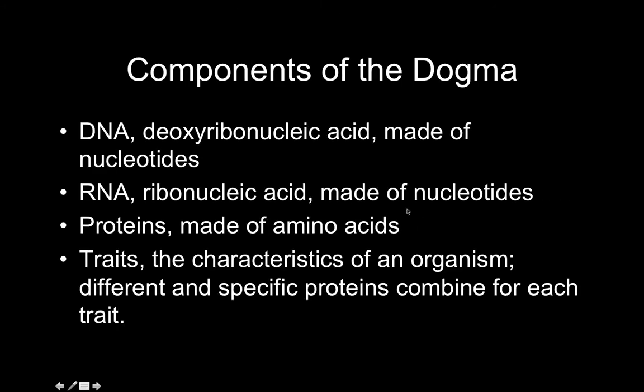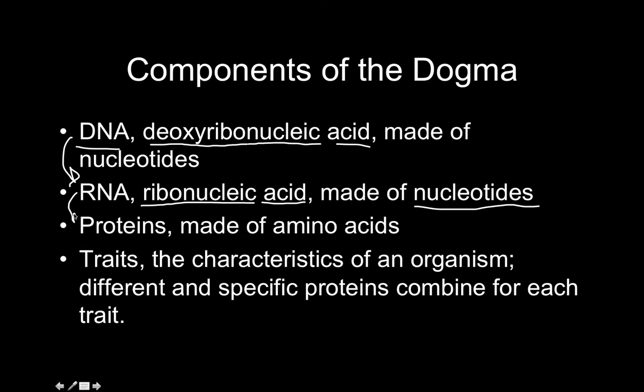So here's the pieces of the dogma. Remember, we said we started out with DNA. DNA stands for deoxyribonucleic acid. It is a nucleic acid, and it's made of nucleotides, and we'll get into that later, what a nucleotide is. So DNA is too big, it holds all the information, can't leave the nucleus, so we need to make a copy of the information, and we do that in RNA that is small enough to leave the nucleus. RNA is ribonucleic acid. Again, it's still a nucleic acid, and it's also made of nucleotides. The DNA nucleotides and the RNA nucleotides are a little bit different, but they're all still nucleotides, and we'll get into that later.